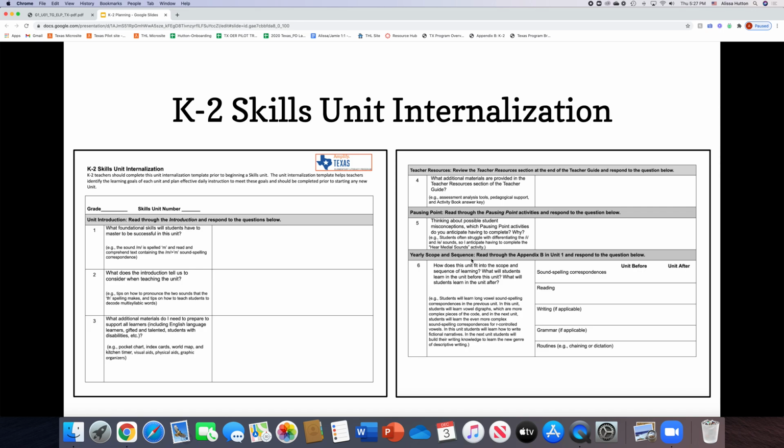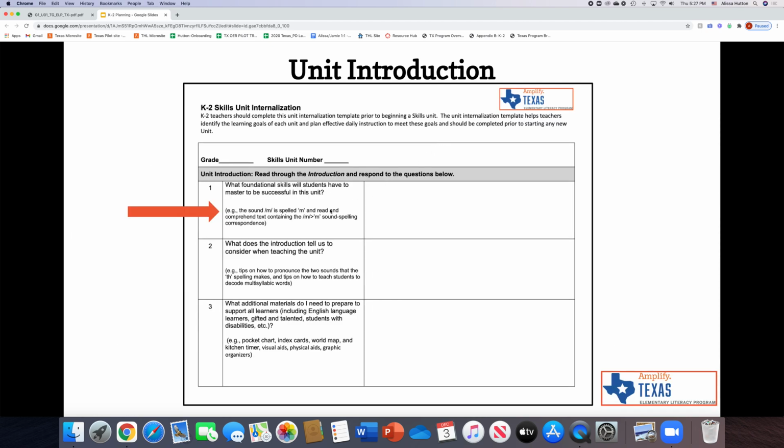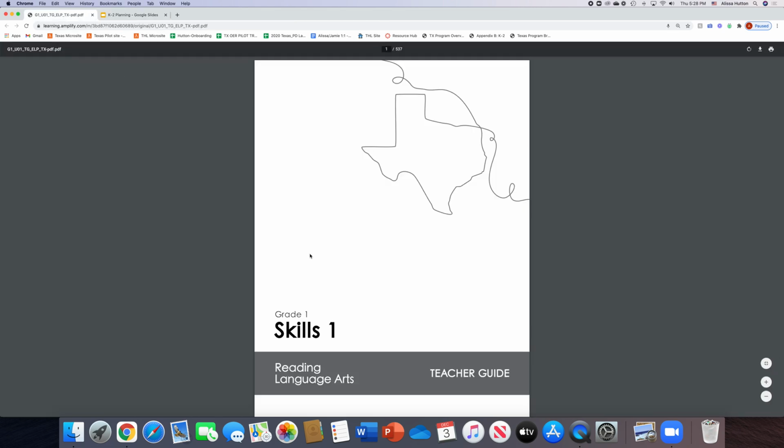We are going to be utilizing Grade 1, Unit 1 Teacher Guide to walk through this planning process. The first portion of our planning, as I said, will be using the unit introduction in your teacher guide. Let's go to that teacher guide now. Here is Grade 1 Skills Unit 1 Teacher Guide.